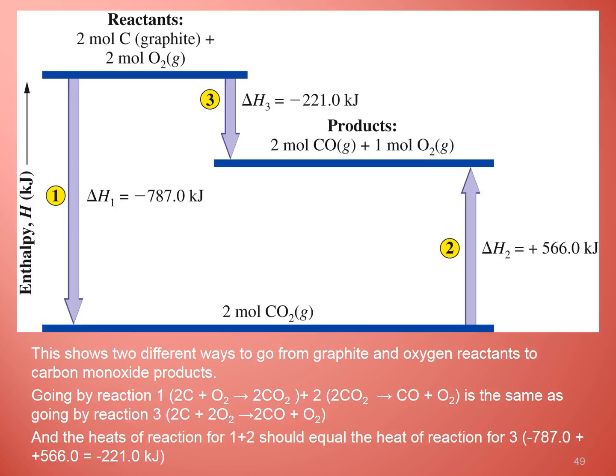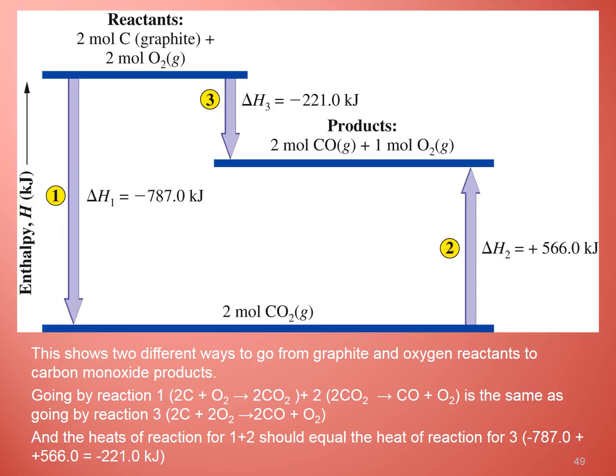So here's a picture that kind of denotes the same thing. Our reactants are 2 moles of carbon plus 2 moles of oxygen, and what we want to do is get to our products, which is 2 moles of carbon monoxide plus 1 mole of oxygen. There are two ways you can do it. You can go straight, which is number 3 on this graph. So 2 moles carbon plus 2 moles of oxygen give us 2 moles of CO plus 1 mole of oxygen, and delta H is negative 221 kilojoules.